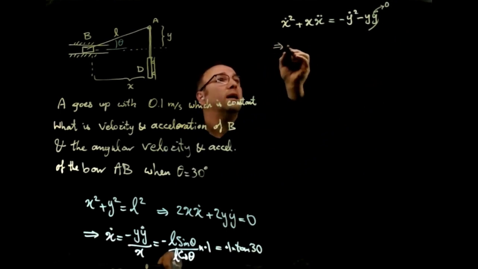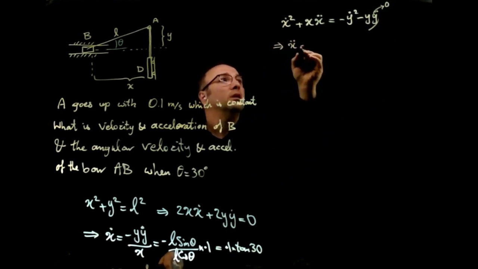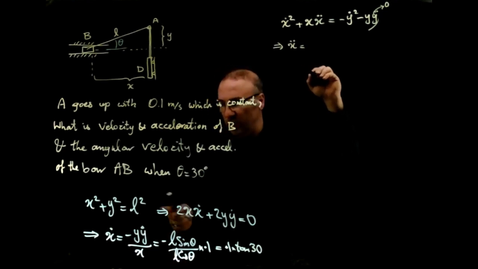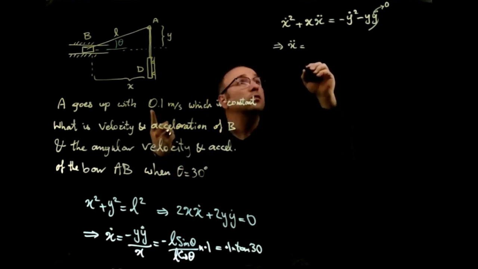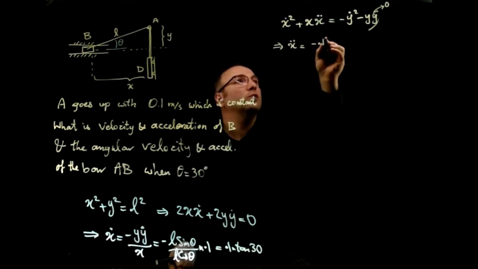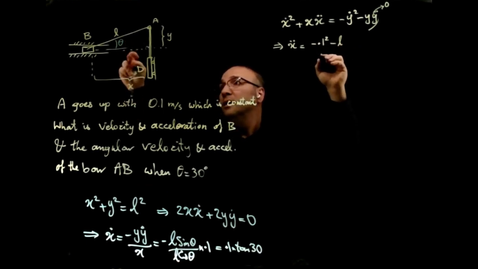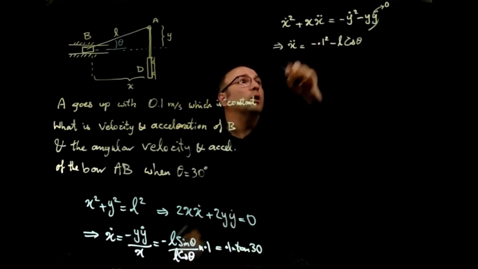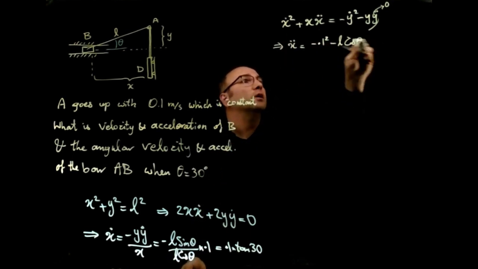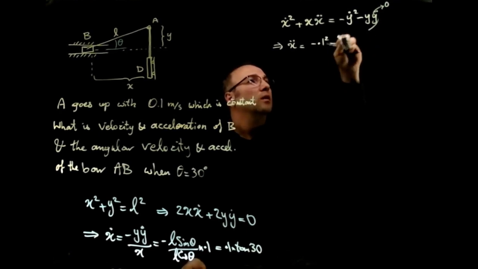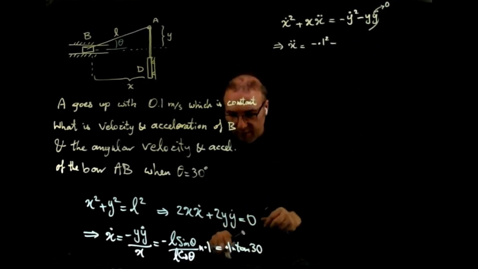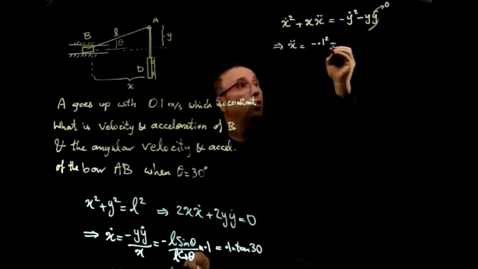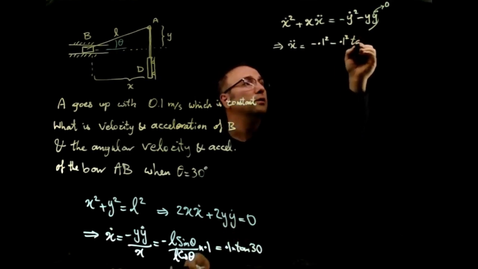So I get x double dot equals negative y dot square, and y dot is 0.1. So it is negative 0.1 square, minus x dot square divided by x, which is L cosine theta. Oh, sorry, it is minus x dot square. And x dot, we already found it. It is 0.1 square tangent 30 square.